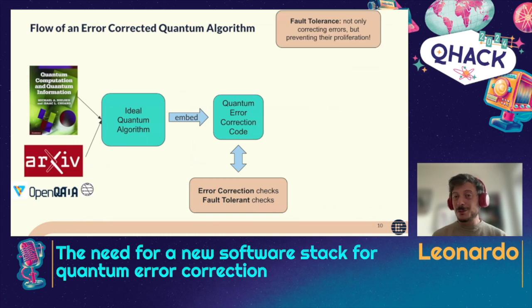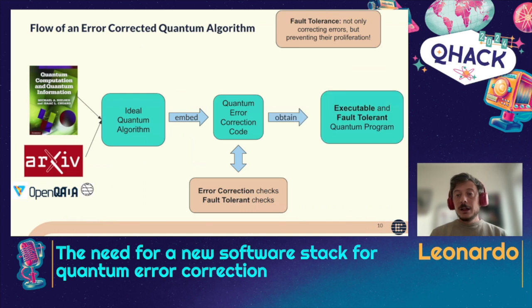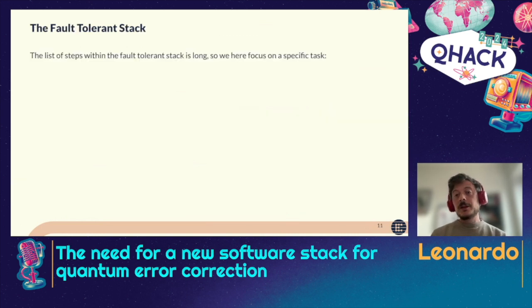Fault tolerance, I'm just throwing a bit more stuff at you. It basically, in a nutshell, simplifying things, is a way to make sure that you're not just correcting errors, but you also prevent errors from spreading out of proportion. And once you've done this, you obtain an executable and fault-tolerant quantum program. So my claim is that we need a new software stack to get executable and fault-tolerant quantum programs. And this is a big deal, and it's changing a lot of the way that we think about just software and quantum computations. So the fault-tolerant stack.